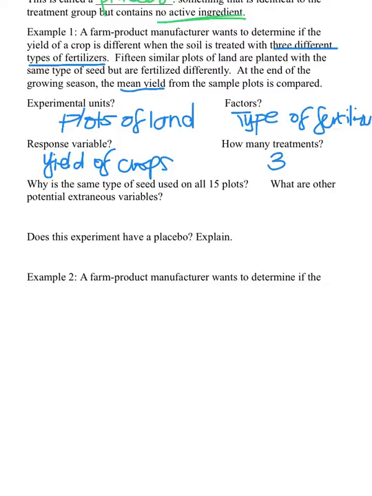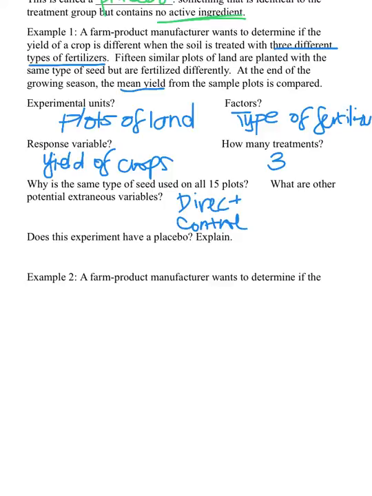All right, now the next question is, why is the same type of seed used on all 15 plots? Well, the reason why is because we don't want one plot to have tomatoes, the other one to have corn, because what if they just grow differently? So because of that, I'm using direct control in order to not have that as an extraneous variable, to not have the type of crop be confounded with the fertilizer.